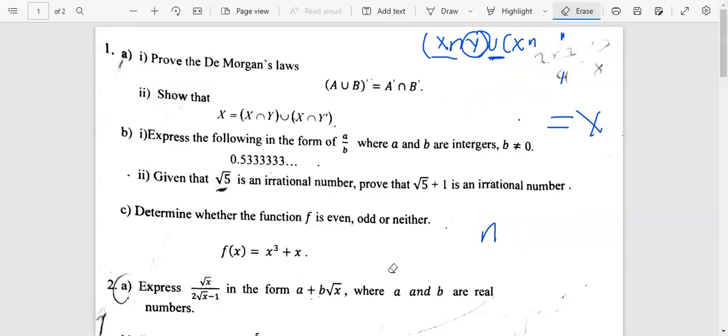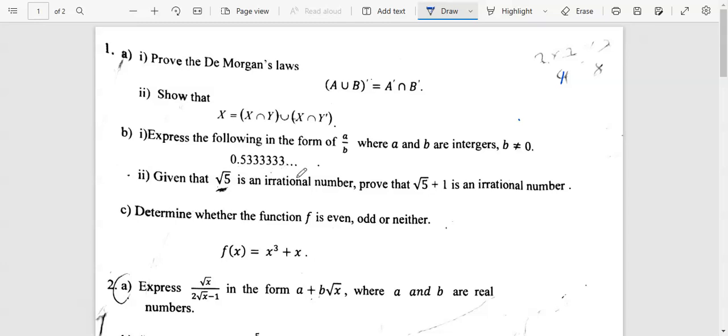So part B. Express the following in the form a over b, where a and b are integers. Now we've been given 0.53333333. So I'm going to say let x be equal to what you've been given. Now if you say 0.533, like the 3 is repeating, so I can also write this as 0.53, and on the 3 I'll put a dash. Why? Because the 3 is repeating. So this is going to be equation 1.